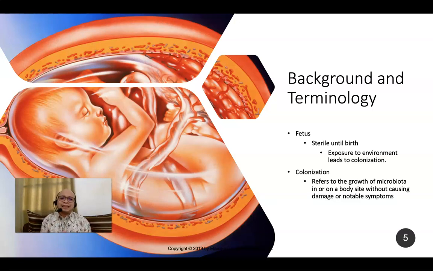because the inside of the amniotic sac is such a sterile environment. Exposure to the environment after birth leads to colonization. Colonization refers to the growth of microbiota in or on a body site even without causing damage or notable symptoms. Colonization may be different from infection, because infection leads to a disease process.